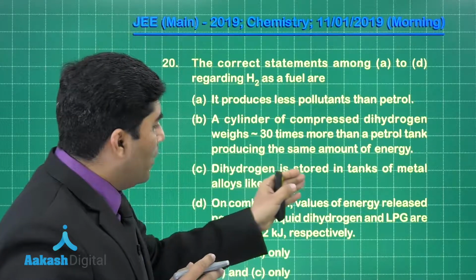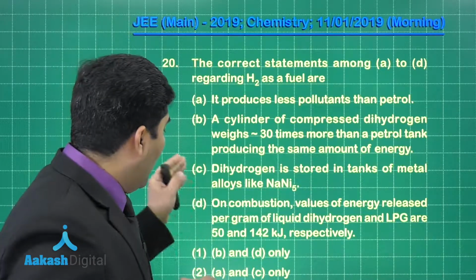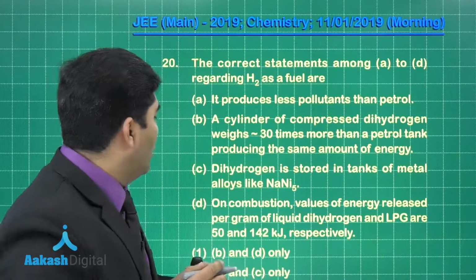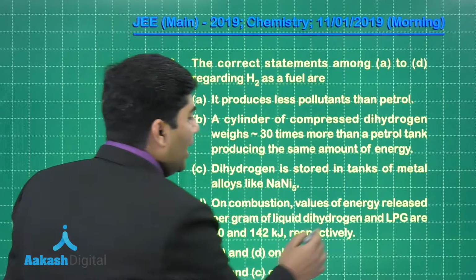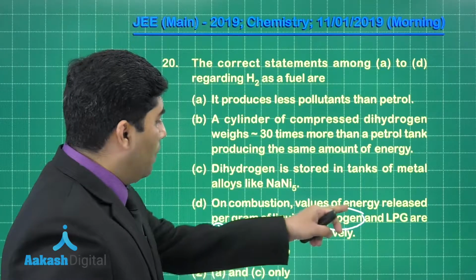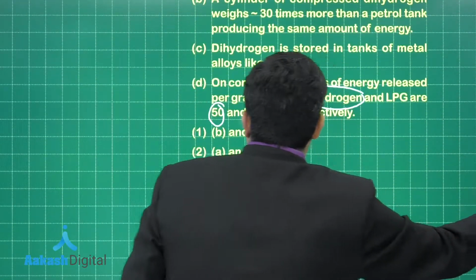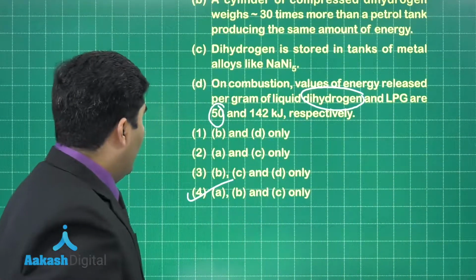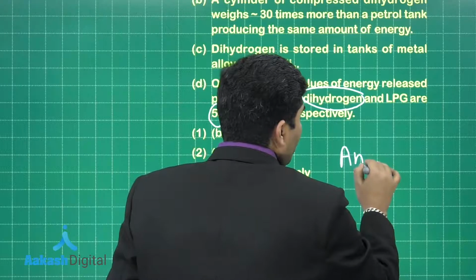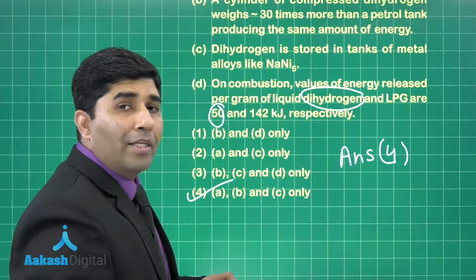On combustion, the values of energy released per gram, meaning the calorific value, of liquid hydrogen and LPG are 20 and 142 kilojoule respectively. This is not correct. Why? Because here he is saying that dihydrogen is giving only 50 kilojoule per gram and LPG is giving more than that. So that is not the correct option. That's why the correct options are A, B, C, and our correct option in this question is option number 4. So the answer is 4, right? Let's move on to the next question.